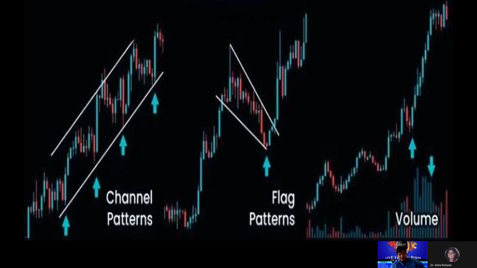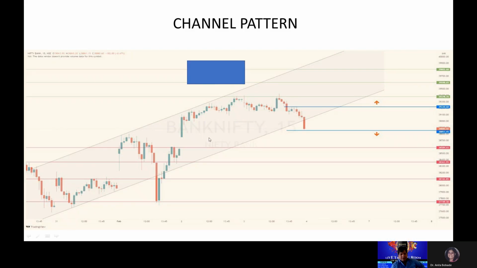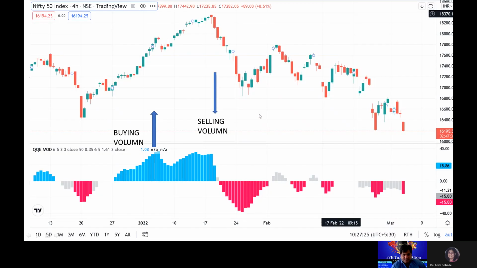Channel pattern, flag patterns. Look at this channel pattern. This is a channel pattern. The entire stock is moving in this channel pattern. This is a Bank Nifty chart basically. So the stocks are moving in a channel pattern.